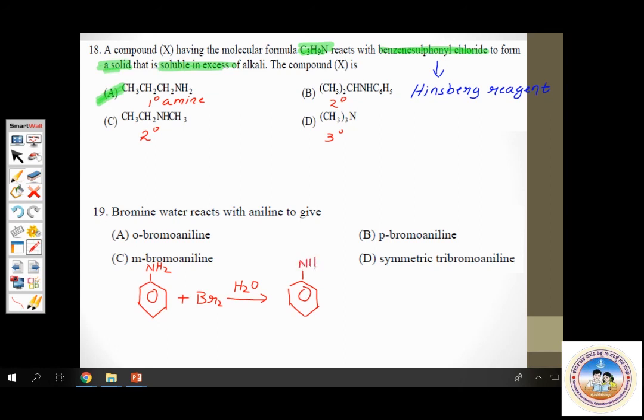NH2, bromine here, as well as in the ortho positions. So all three positions get substituted. So what do you call this? Symmetric tribromoaniline. Okay, good. That's about question number 19. Let's proceed further. I'll wait for a couple of seconds, just copy it down. Okay. Next.